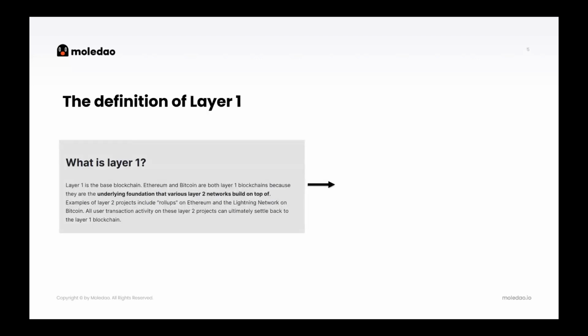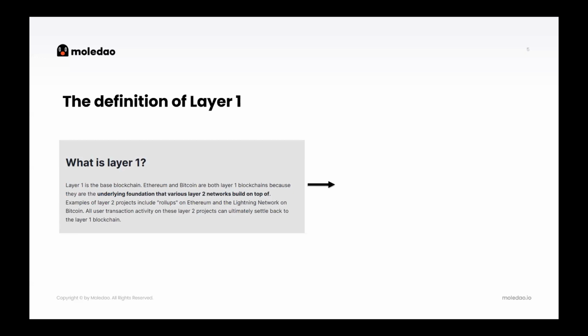Let's start with Layer 1. We have always said that Ethereum is the largest public blockchain, and it has the most applications on it. This public blockchain is Layer 1. Let's refer to the definition of Layer 1. Layer 1 is the base blockchain. Ethereum and Bitcoin are both Layer 1 blockchains because they are the underlying foundation that various Layer 2 networks build on top of.